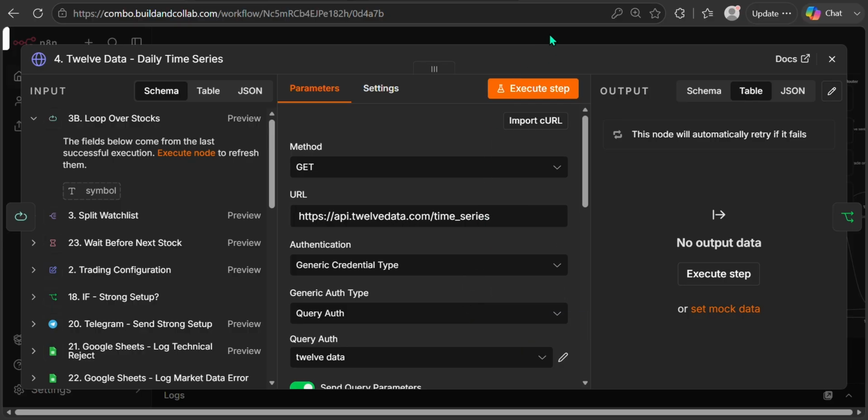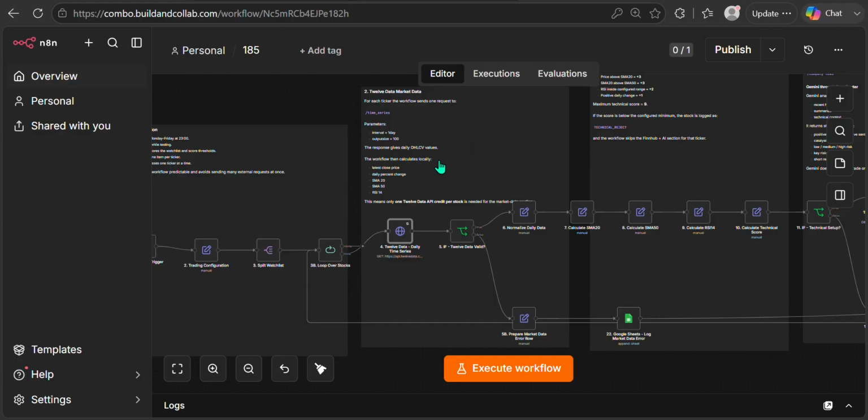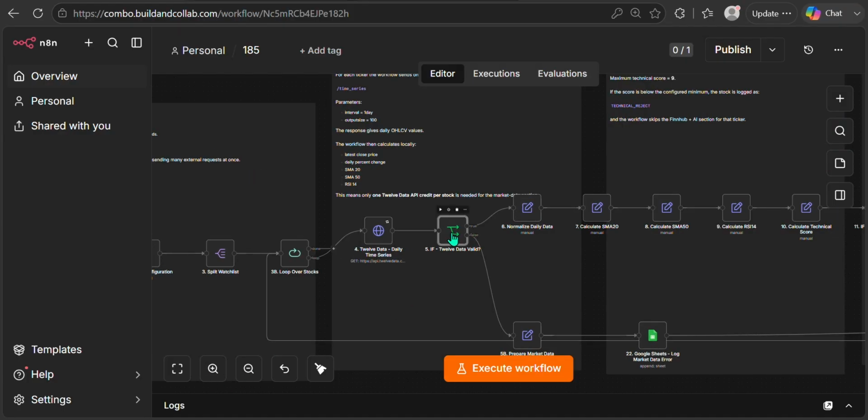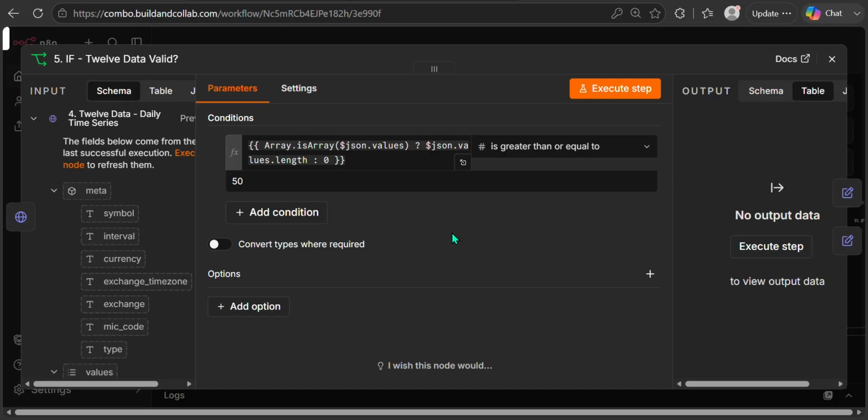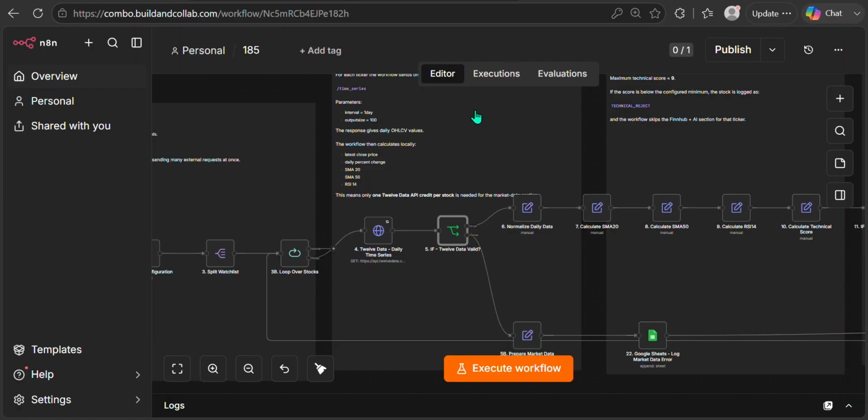Then next, the if node checks if we actually received enough historical data. If something goes wrong with the API, the workflow doesn't crash. It sends the stock to an error branch and saves the problem in Google Sheets.